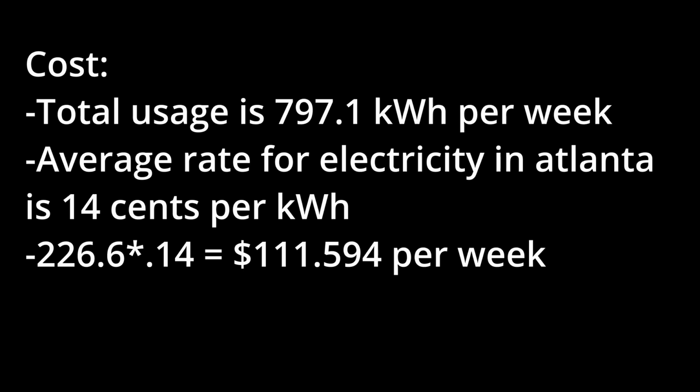Now, let's calculate cost. So, if the total usage was 797.1 kilowatt hours per week, which is taken by summing all the values that we found in the previous section, and then the average rate for electricity in Atlanta is 14 cents per kilowatt hour, you do the multiplication, and you get $111.59 per week. That is a pretty crazy amount.